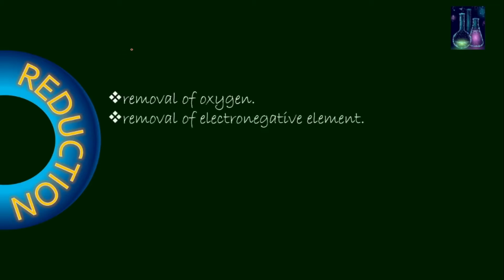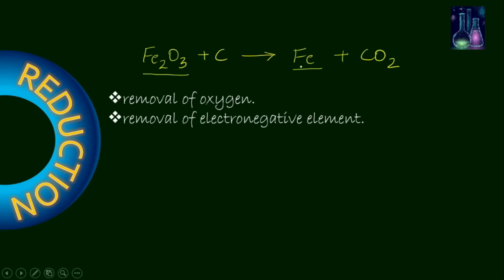For example, if I have iron oxide, Fe2O3, reacting with carbon, it forms Fe plus CO2. So here iron oxide is losing oxygen and converting into iron. Therefore, it is undergoing reduction. And oxygen is also an electronegative atom.